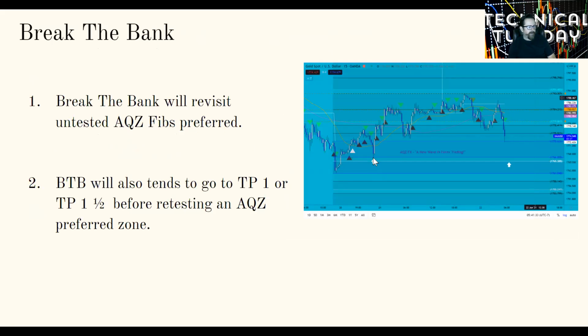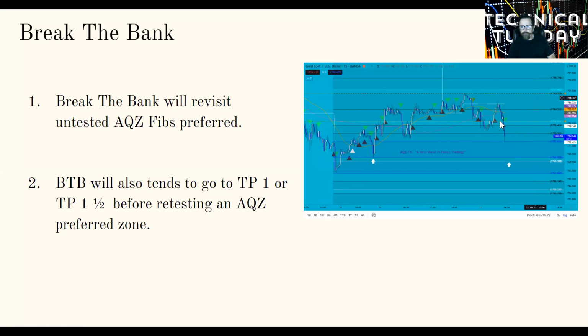So you got this one here. I have an anticipation that gold's going to come back down here. They also like to go to TP1 or TP1.5 before retesting the AQZ preferred zone. This one actually went to TP1 and all the way nicked TP2, and then it's dropping back down. Okay, sometimes they go all the way up and get the second zone. A lot of times, as you can see, it played right here at TP1.5, and then it drops back down.